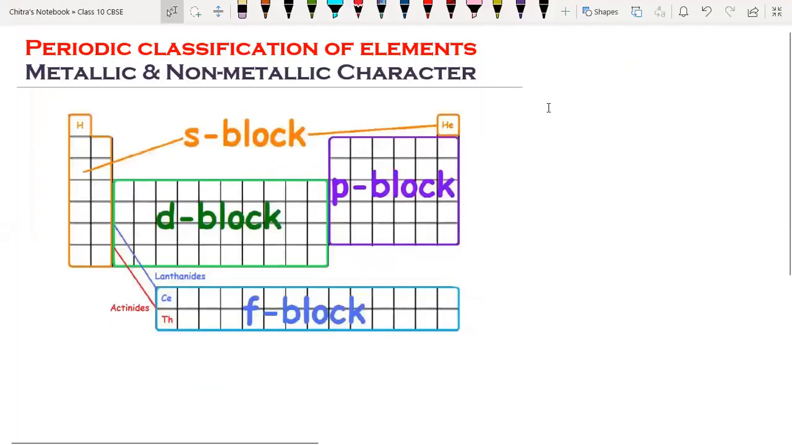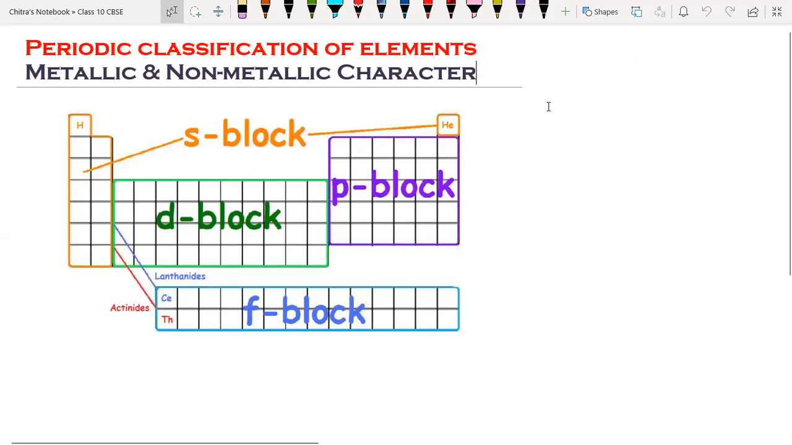We are going to start the periodic classification of elements. It is our chapter, and the topic we are going to cover is the metallic and non-metallic character, which is nothing but the trend in the periodic table. In this part, we have to understand how metallic and non-metallic character changes when we are moving left to right along a period and top to bottom along a group. So we have to understand the variation in metallic and non-metallic character.